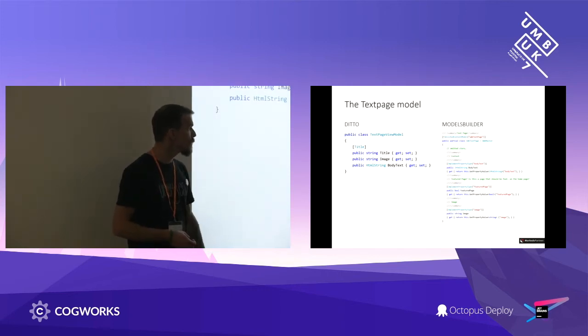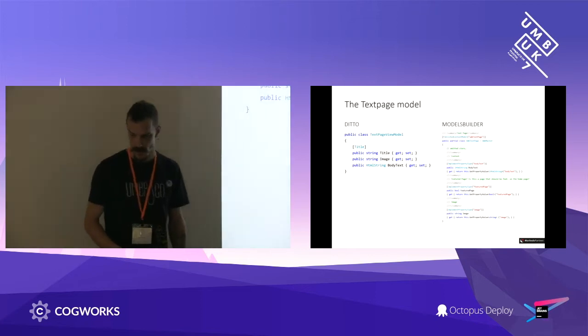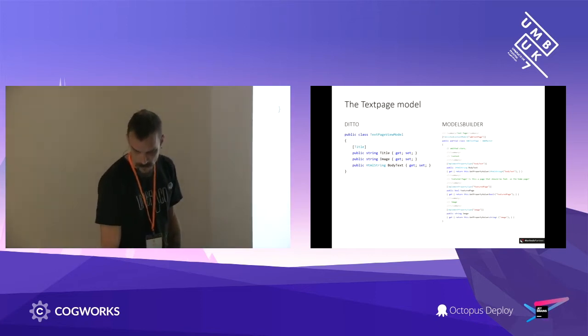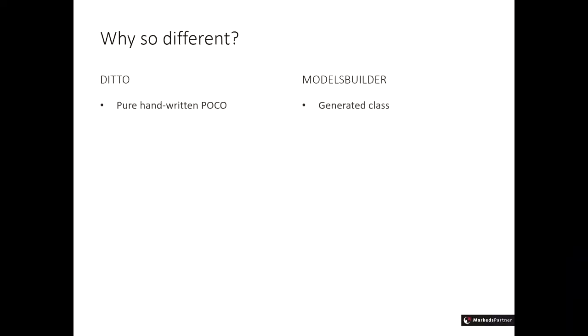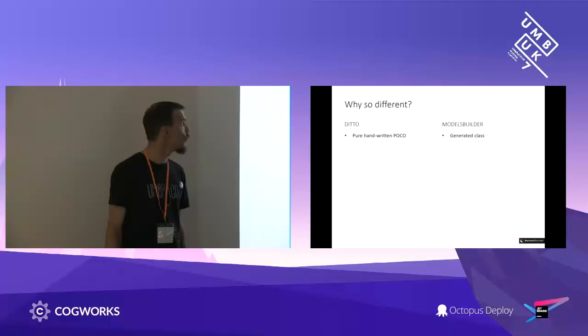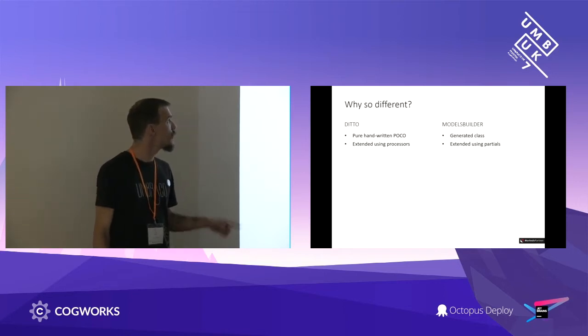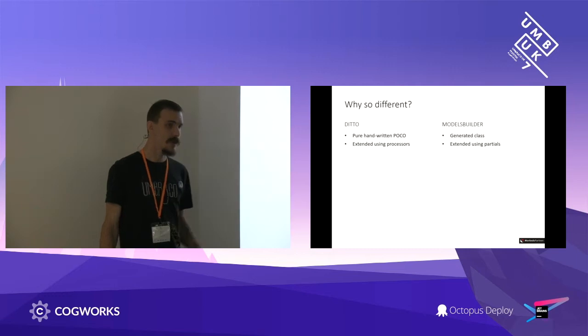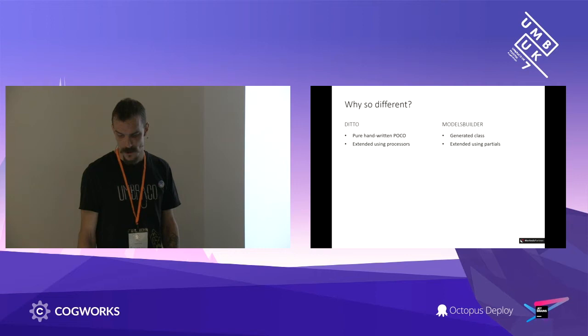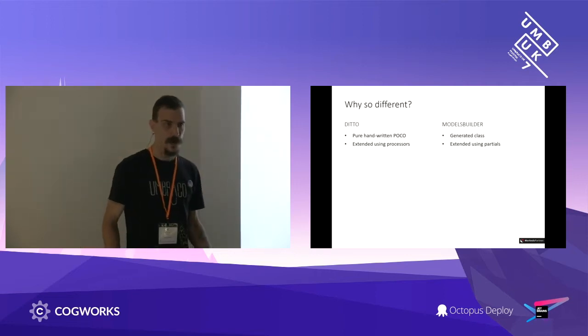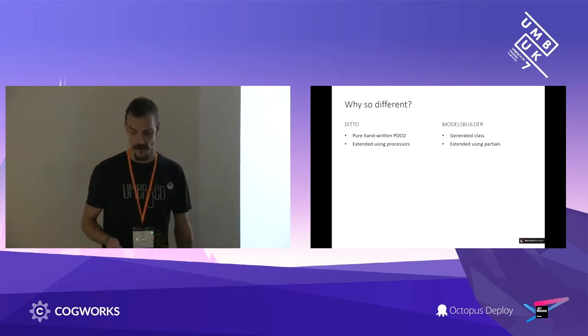And that class is a generated class, so it's going to have quite a lot more. We'll discuss the differences. So again, the Ditto side is a pure handwritten POCO, while the ModelsBuilder one is a generated class, so we shouldn't go poke about in there. But both of them can be extended, and we saw the one processor, the title attribute is what's known as a processor in Ditto. But with the ModelsBuilder class, we have to add another partial where we can put all our logic.